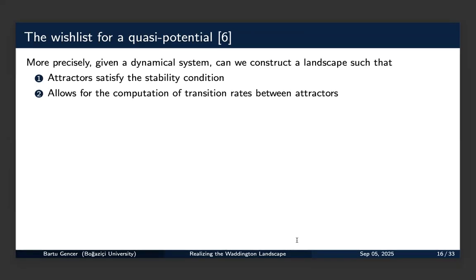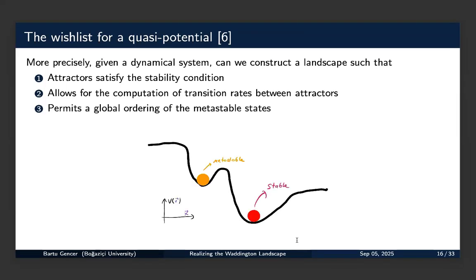And also it needs to allow the computation of transition rates between attractors. Computing transition probabilities is the number one thing that biologists are interested in, and we want this quasi-potential to enable us to find the transition rates. And also it needs to permit a global ordering of the metastable states. What is a metastable state? It is simply just a stable state that is not the global minimum of the system.